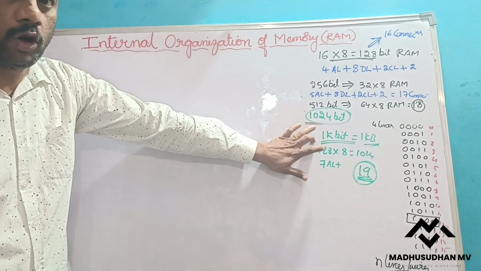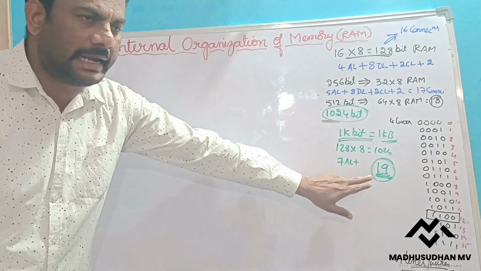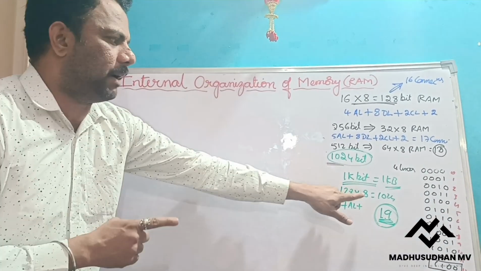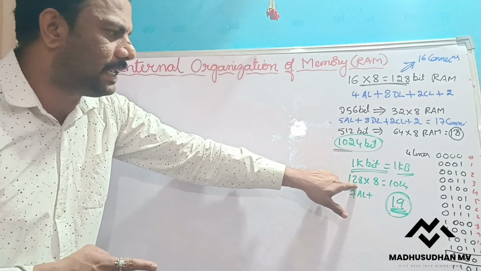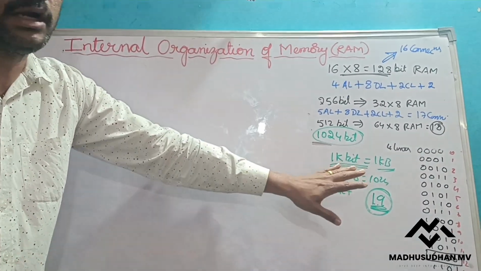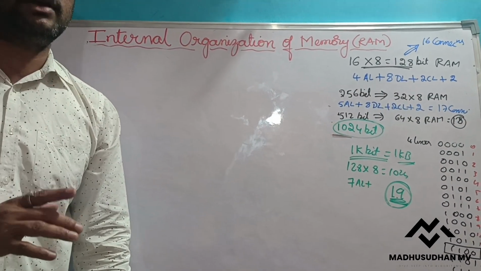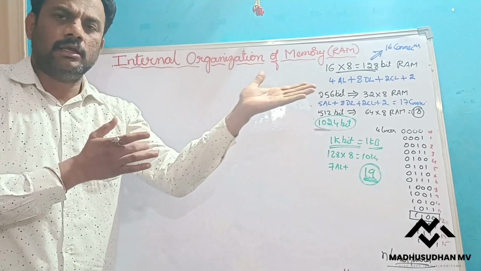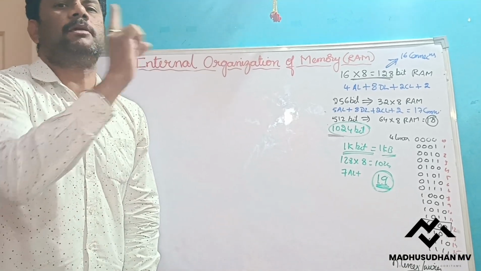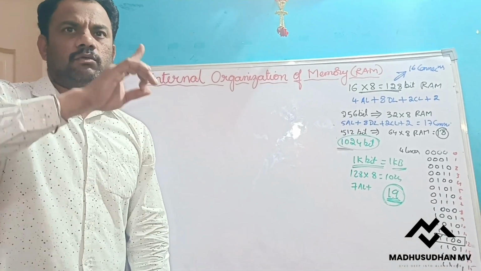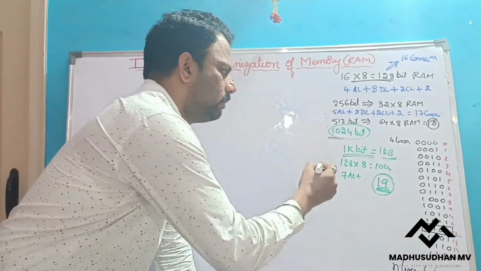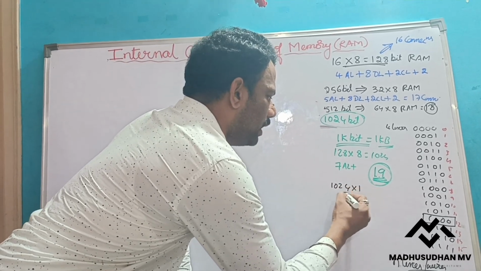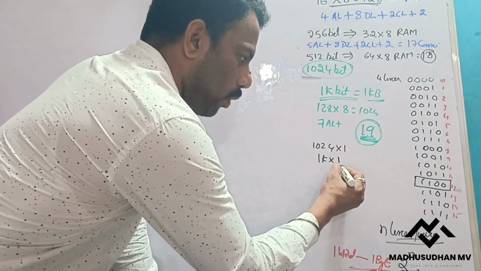See, now I told you for 1 kilobit, we need 19 connections. Here I divided by 8. I decided in one word I am storing 8 bits. So 128 words into 8, 1024 bits. Now I will design the same 1K, but instead of having 8 flip-flops in one word line, I will decide only one flip-flop in one word line. So 1024 divided by 1 means 1024 only. That means 1024 into 1. That means one data line.